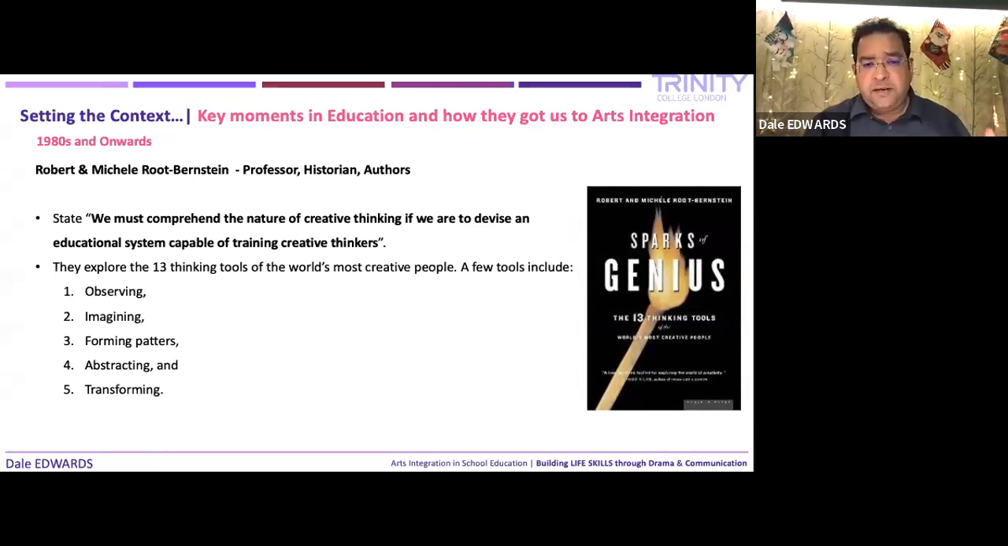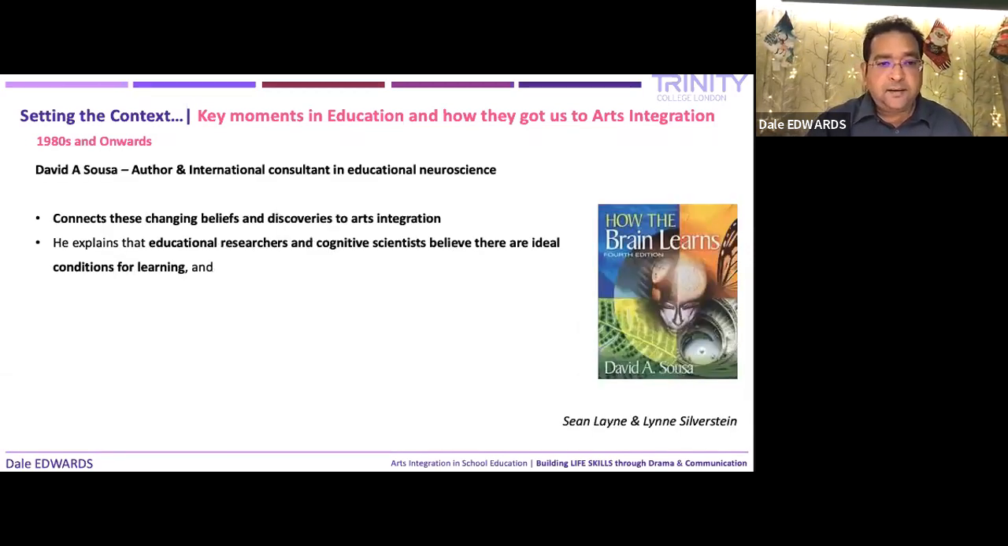And this book was really based on following several of the most creative minds. And then after spending time with them, listing down what it is that they do. So observing, imagining, forming patterns, and so on.